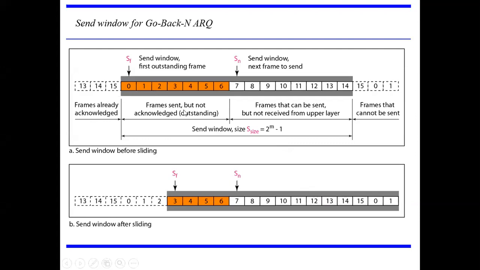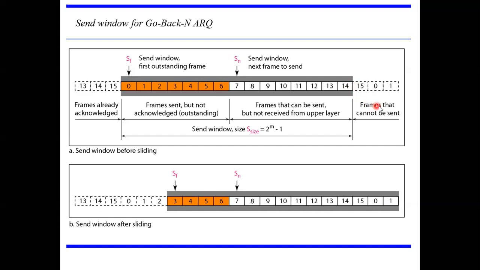Next, the second part is the frames that are sent but not acknowledged, meaning that the frames are sent now, but they are not yet acknowledged. The third one is the frames that can be sent. That means once you receive the acknowledgement for frames 0, 1, 2, 3, 4, 5, 6, only then can you send the next frames, 7 to 14. And the last one is the frames that cannot be sent until this completes.